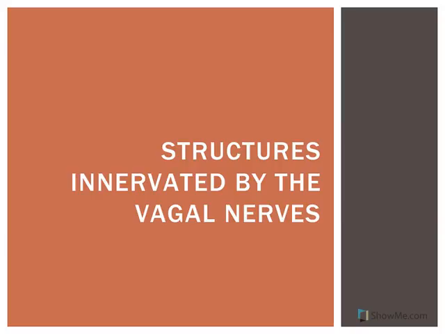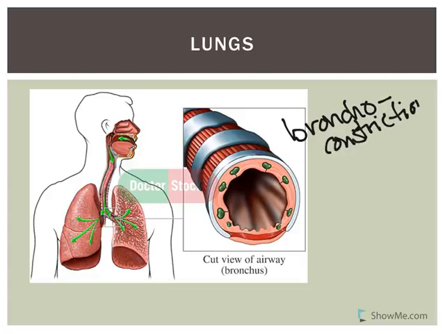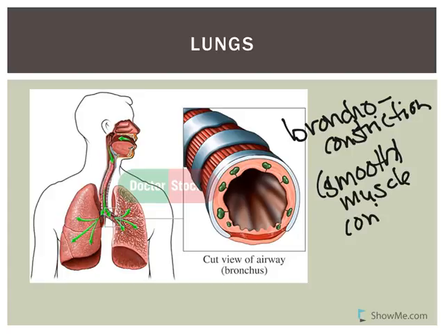Now the structures innervated by the vagal nerves, because remember we always have paired cranial nerves. You'll notice in your notes that a lot of structures are innervated by the vagus. So let's start with the lungs. The lungs have smooth muscle again. The smooth muscle of the lungs in response to vagal stimulation would result in constriction, because it causes the smooth muscle to contract.